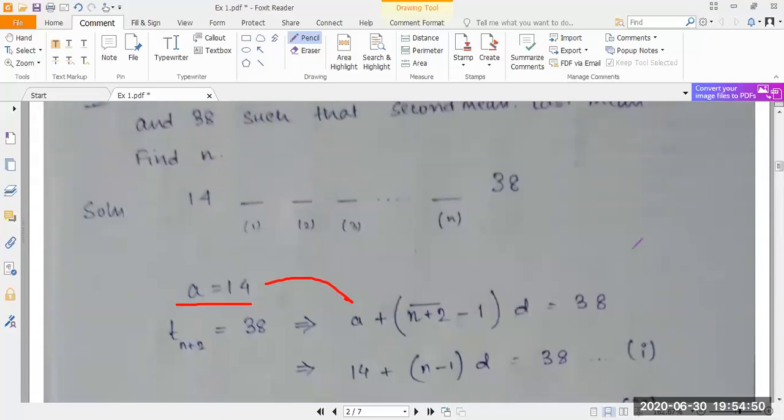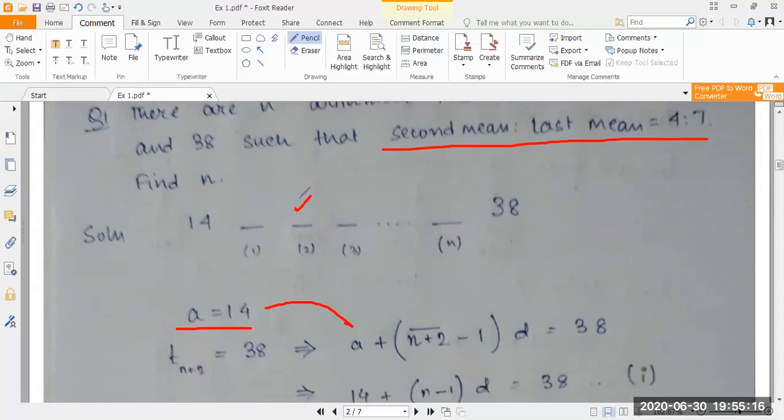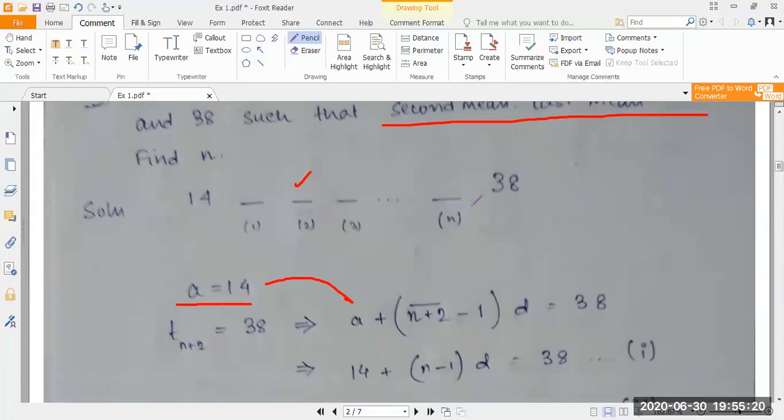Another thing that we do is, you can see here that the second mean is to the last mean is 4:7. So by the second mean, they essentially mean the third term of the entire arithmetic progression, because the first mean is the second term of the progression, the second mean is the third term, and so on. And the last mean would be the term before the last term. So I've put the expression for the third term and the n plus 1th term to be exact.